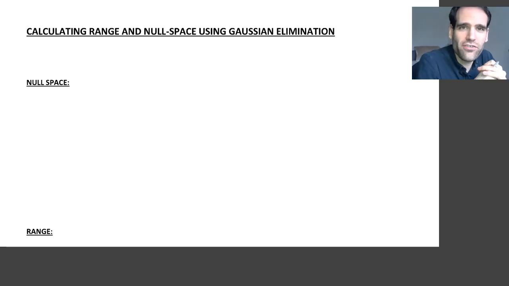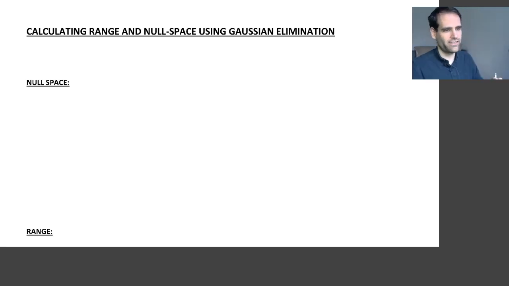And to finish 2.3, let me add a way in which you can calculate the range and the null space of a matrix using Gaussian elimination. After learning this, you can go back to 2.2 and do lots of problems calculating the range and the null space.